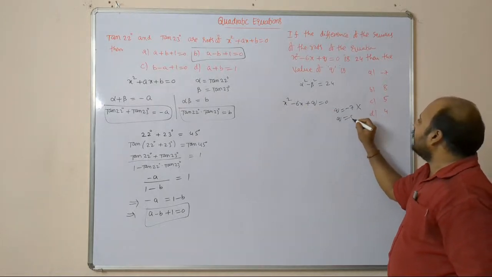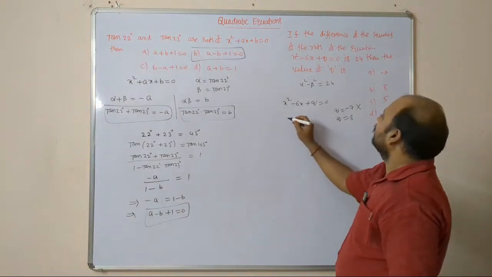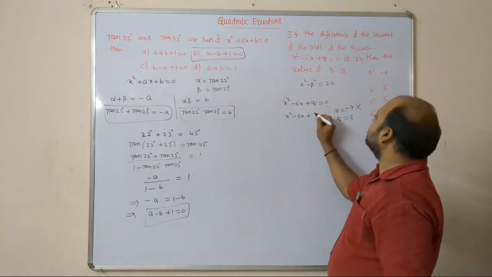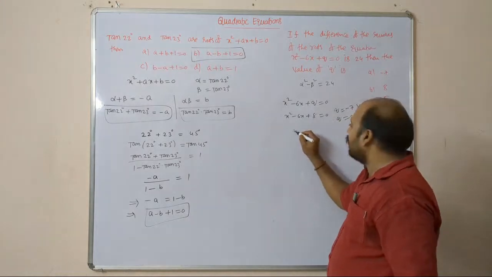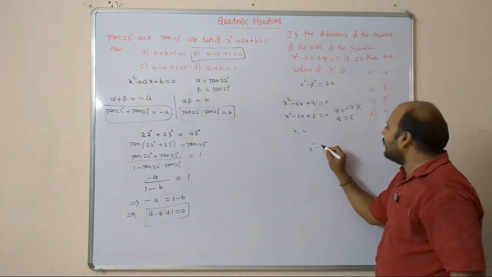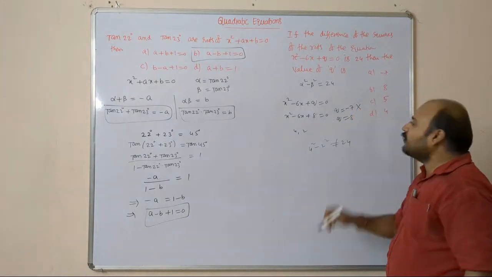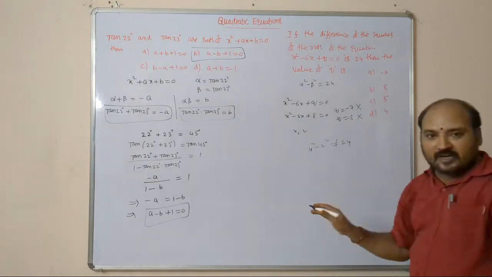Q is equal to 8 if you take. So x square minus 6x plus 8. So factors will come 4 and 2. So 4 square minus 2 square is not equal to 24. So even this is also not working out.